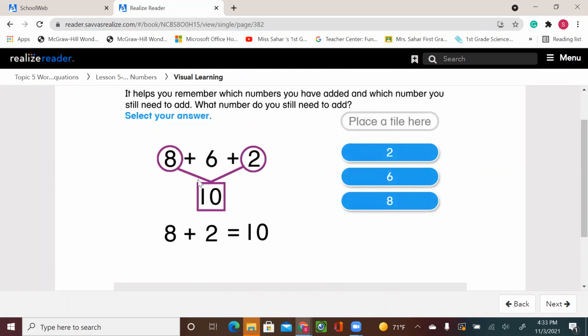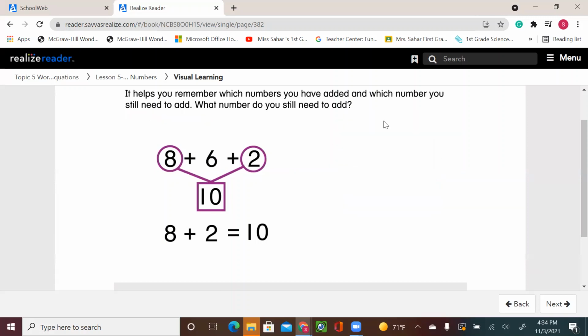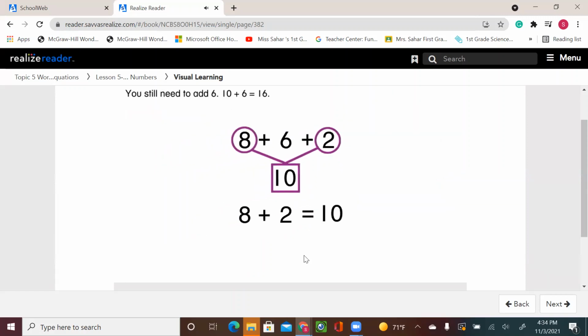Over here, we're going to make 10 because it's always easy to add to 10. We circle the numbers that we chose, we add them together and get the sum of 10. Now I have the third number that I need to add, or the third addend, which is 6. So let's choose 6. You still need to add 6. 10 plus 6 is equal to 16.